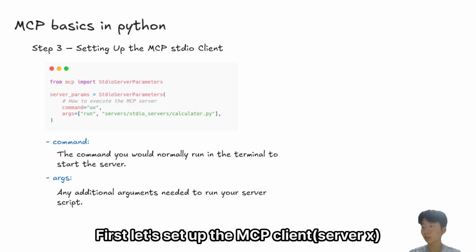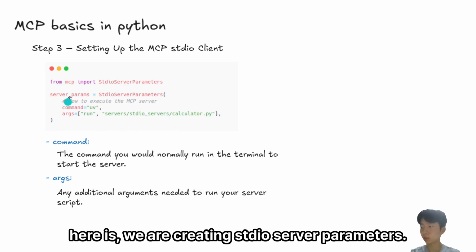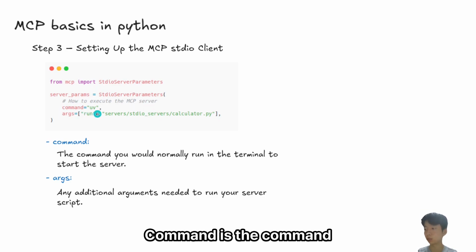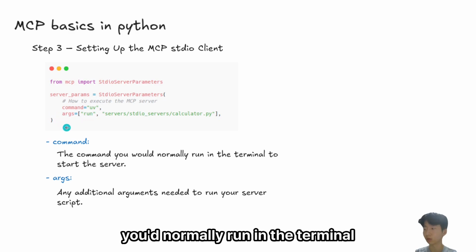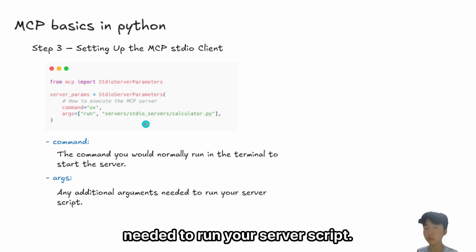First, let's set up the MCP server for stdio. Here we are creating stdio server parameters to tell Python how to start our server. Command is the command you'd normally run in the terminal to start the server. Args are any additional arguments needed for your server script.